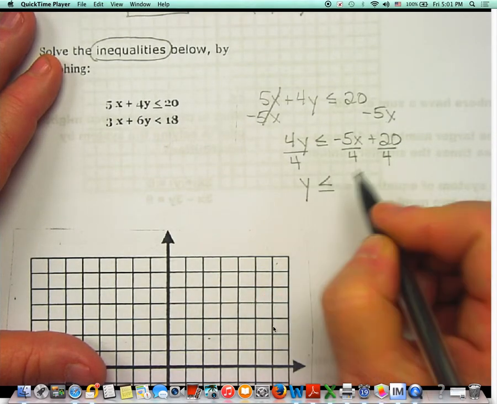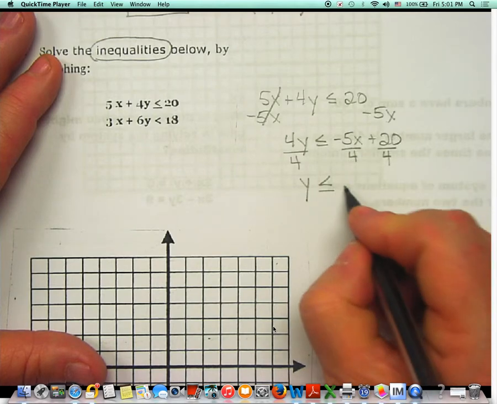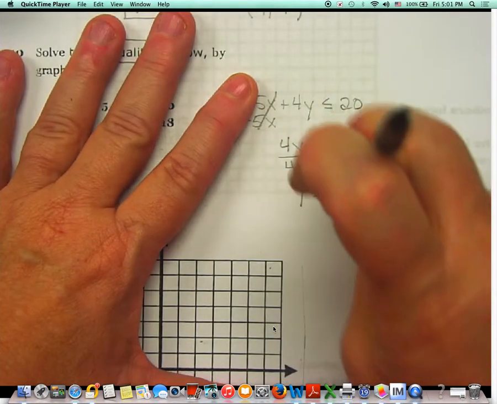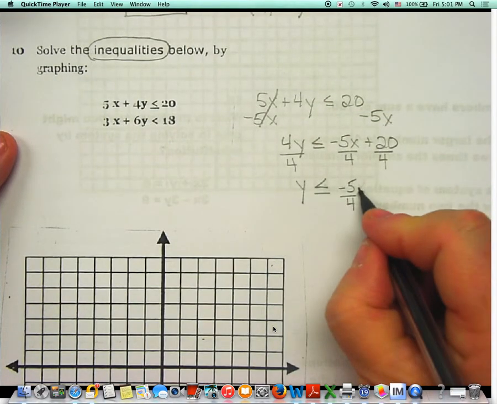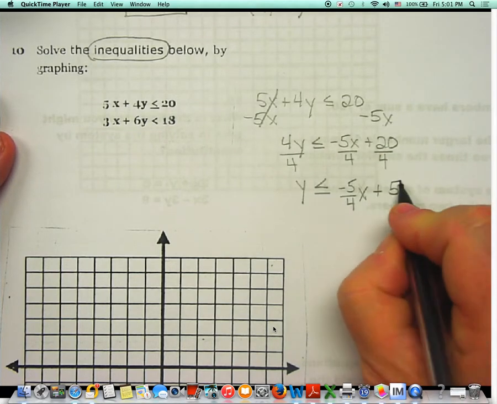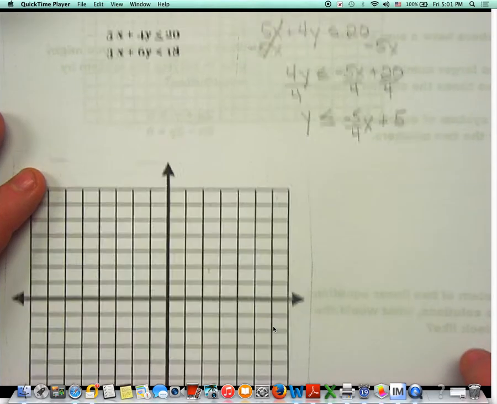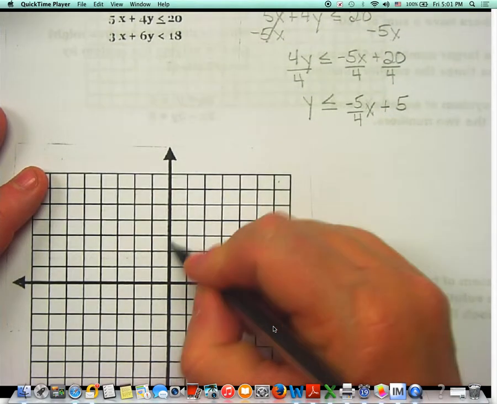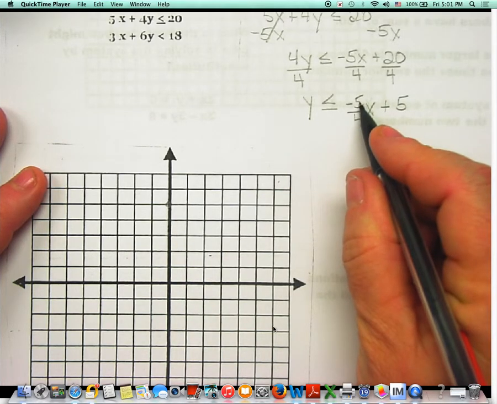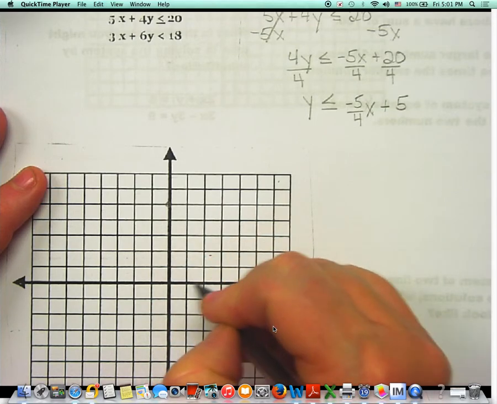So y is less than or equal to, and I'm going to leave this as a fraction because this is my slope, negative 5/4 x, plus 20 divided by 4 is 5. So I'm going to go ahead and graph that, and 1, 2, 3, 4, 5 is my y-intercept, and then I'm going to go down 5, right 4. So 1, 2, 3, 4, 5, 1, 2, 3, 4.